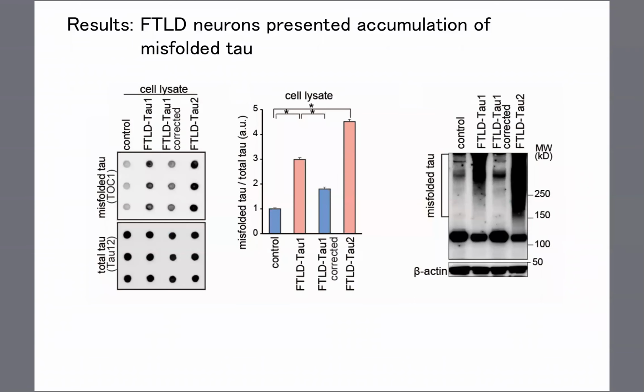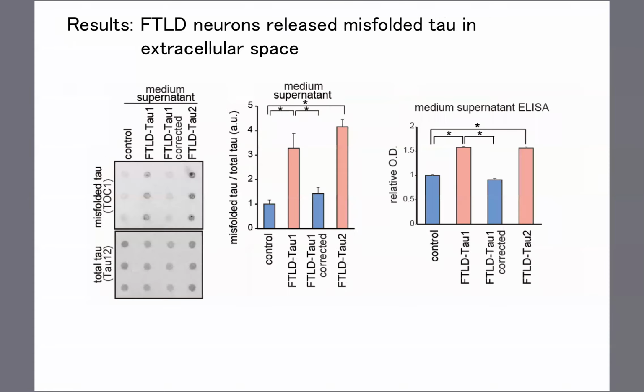Dot blot analysis presented accumulation of intracellular misfolded tau in non-denaturing conditions using the TOC1 antibody. We also analyzed misfolded tau by Western blot using the TOC1 antibody to detect tau species in denatured conditions. FTLD neurons, with either intron mutation or exon mutation, exhibited accumulation of tau species with higher molecular weight than control. Furthermore, FTLD neurons released misfolded tau into the culture medium, as detected by dot blot analysis and confirmed by ELISA.